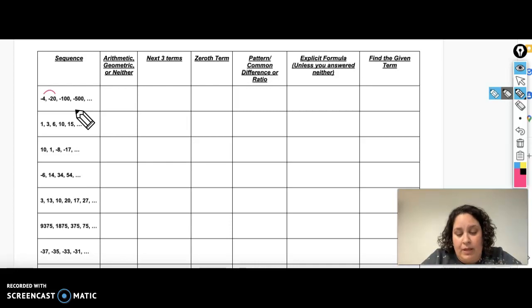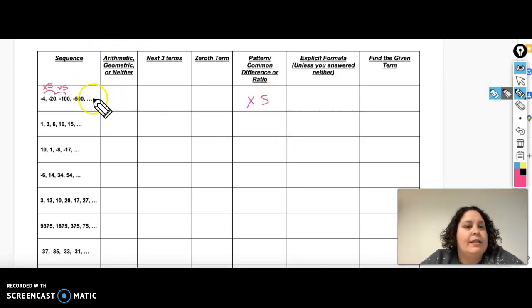So let's see about multiplying. In order to get from 4 to 20, I would have to multiply by 5. So I'm going to double check that here and make sure, okay, if I take -20 and I multiply that by 5, will I also get -100? I do. So I know my pattern right here is multiplying by 5. So first of all, I can already go over here to this fourth column, which says pattern or common difference or ratio. And I can say that it's multiplying by 5.